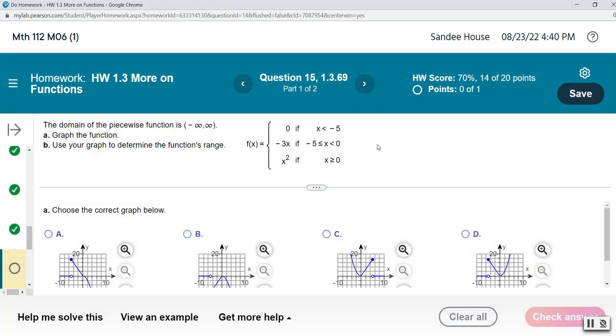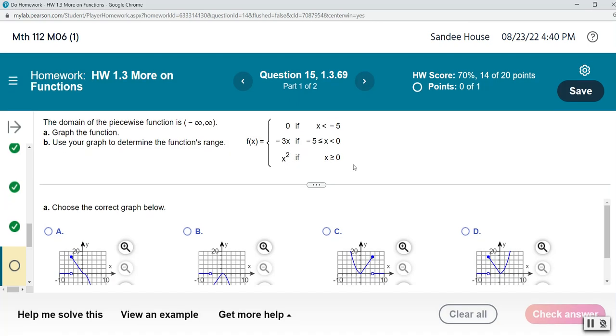Okay, number 15 is a three-piece function. We have a fixed value of 0 for every x less than -5. We have a line, because look, that's an x to the 1, between -5 and 0. We have a U-shaped curve on the right of 0. Okay, so I'm going to just start by looking and see if I can eliminate anything.